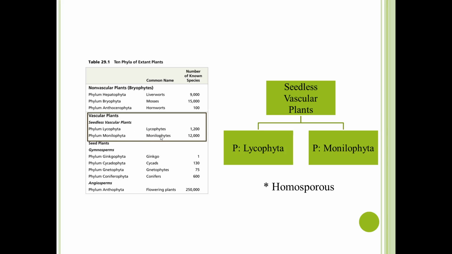We have very few known species of the lycophytes left, at about 1,200, but of the monilophytes here, we have about 12,000. And this group right here is one that you probably are going to be a little bit familiar with. And then just before I start going through the different groups, just understand that everything that we're going to talk about is homosporous. And so remember that means that the plant is making only one type of spore. That spore gives rise to a bisexual gametophyte.